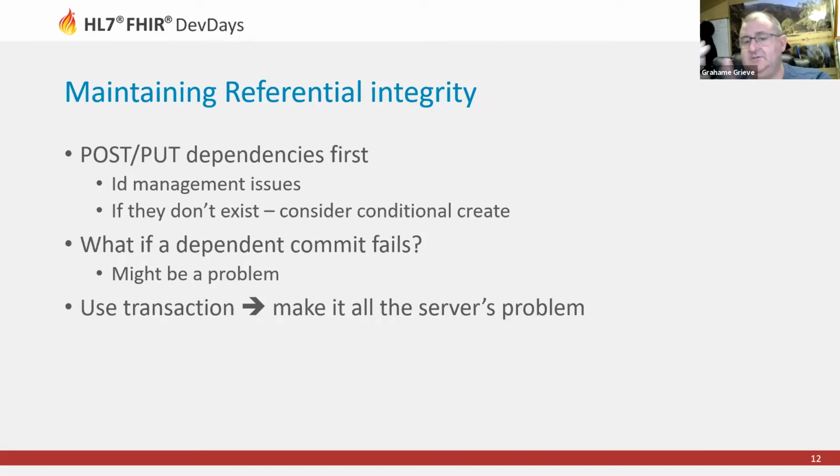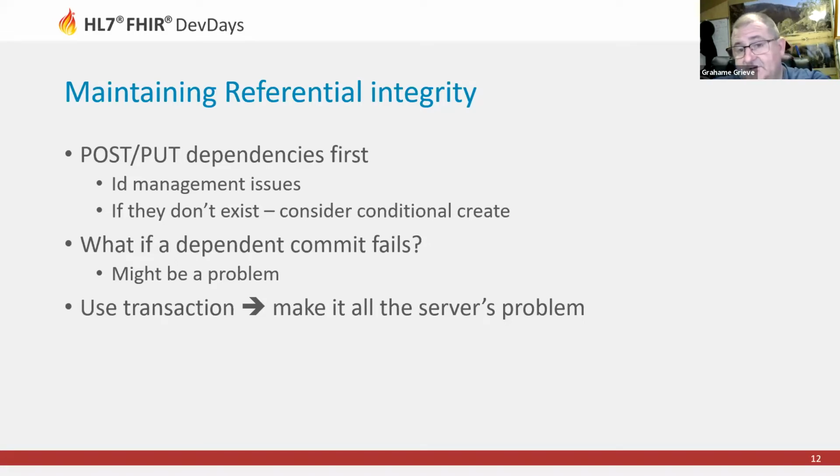Basically, a transaction is a little bundle where you've bundled up everything that the server might need if it doesn't already have it, do them as conditional creates, hand it all over to the server and say it all fails or passes as a single effort. So there's a price to pay for making it the server's problem, which is there's a very definite complexity around transactions. But particularly when you get into referential integrity, you've got the complexity one way or another anyway. And so that's when it's really worth looking at transactions and making it the server's problem.